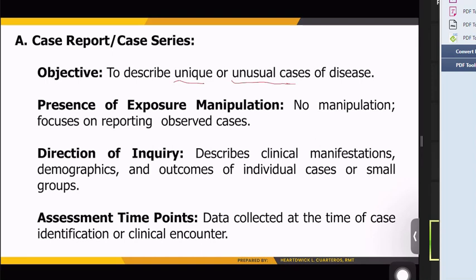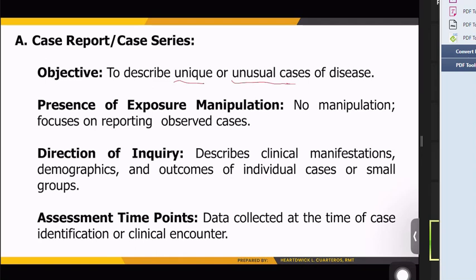Okay? Pag sinabi natin direction of your inquiry, it describes the clinical manifestation, also the demographics and outcomes of individuals in small groups. Okay? So syempre, si case report and your case series now defines the clinical manifestation of a certain health phenomena or disease in a certain community. Okay? We have also your demographics and also the outcomes of individual cases or small groups.